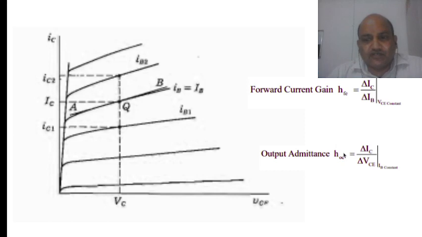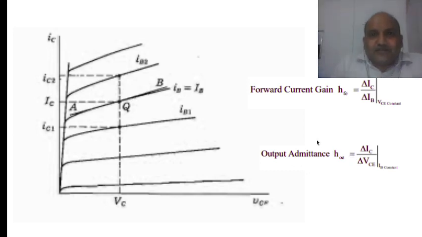So delta IC. Suppose here you are using IC2 and here you are considering IC1. Take the difference of that, IC2 minus IC1, and then you will go here, VCE value is VCE1, here VCE2. Delta VCE is equal to VCE2 minus VCE1. If you divide these two, you will get the output admittance.